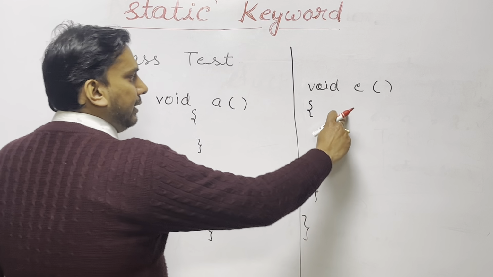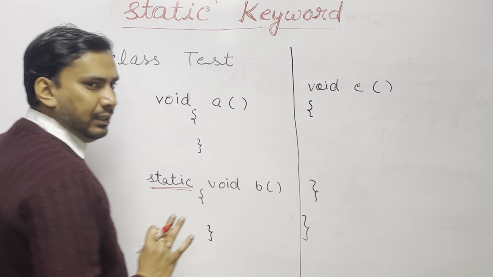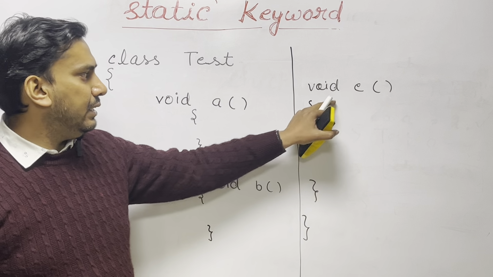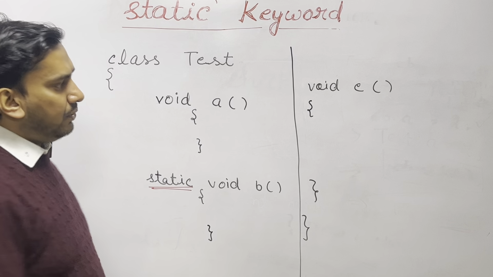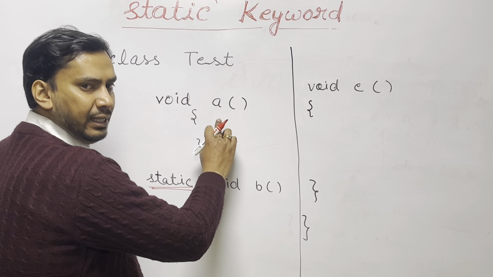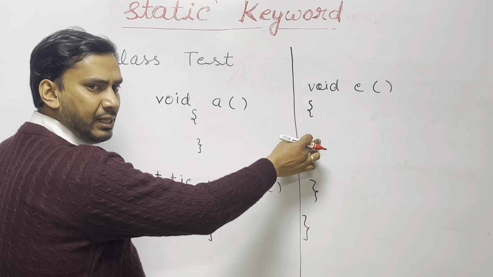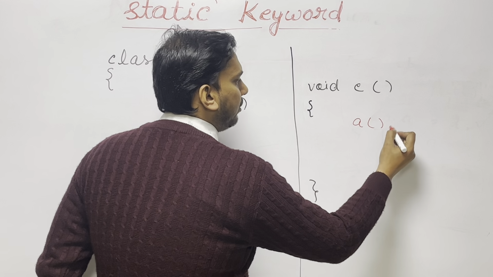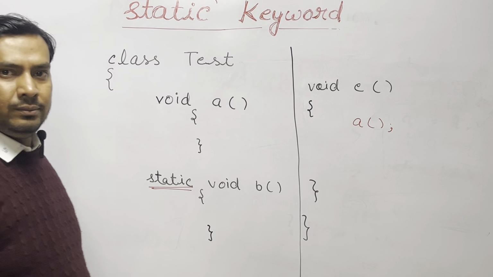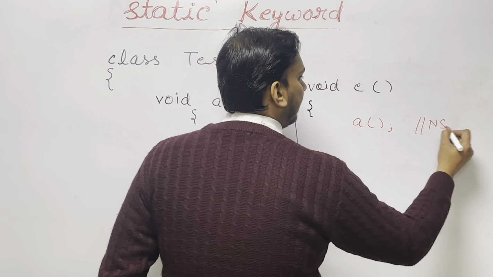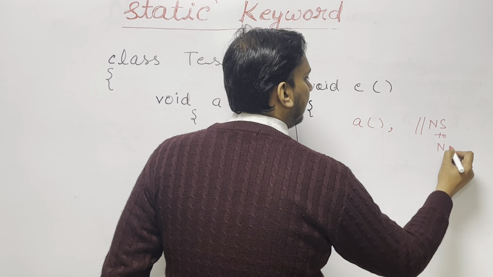Currently, let's say I am calling from this method C. So C is static or non-static? Obviously it is non-static. So from this non-static scope, I want to access A. A is in the same class, so I can directly access A. I can call A directly. This is non-static to non-static.